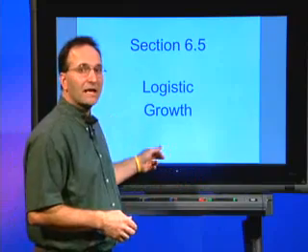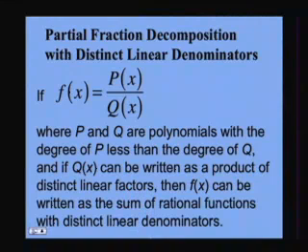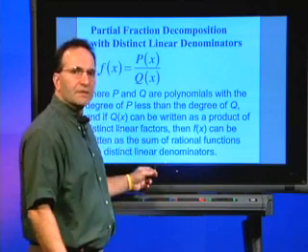Let's start by learning a technique that will enable us to solve that modified equation. It's called partial fraction decomposition with distinct linear denominators. If f of x is equal to p of x divided by q of x, where p and q are polynomials with the degree of p less than the degree of q, and if q of x can be written as a product of distinct linear factors, then f of x can be written as the sum of rational functions with distinct linear denominators. Let's apply this concept to an example.